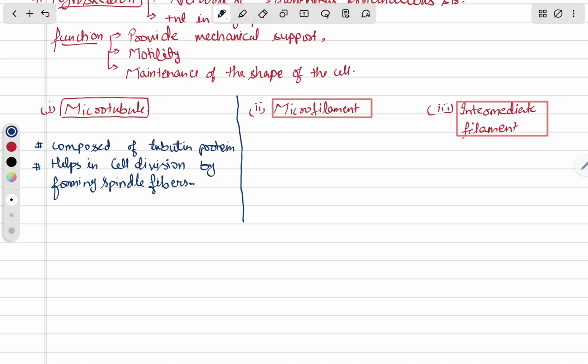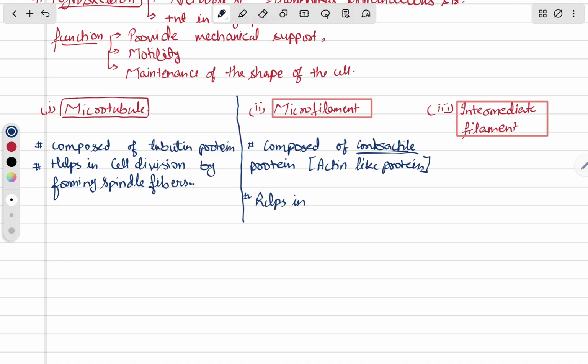Next is microfilament. Microfilaments are composed of contractile protein. These contractile proteins are actin-like proteins, which are involved in muscle contraction. Since they are useful in contraction and relaxation, we can say microfilament helps in cell movement, right? Cell movement, or we can say motility, by contraction and relaxation.